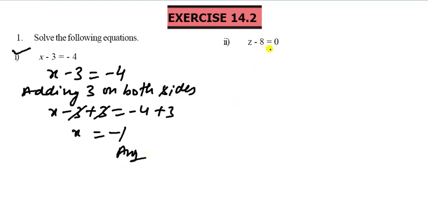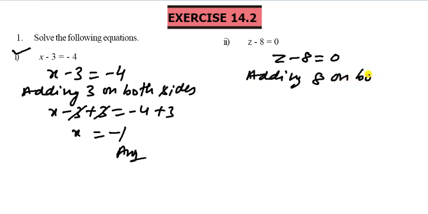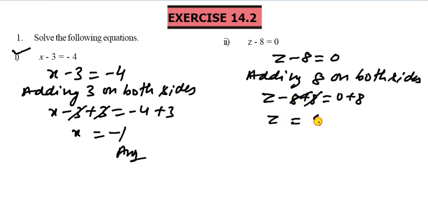Let us see here. It is z minus 8 is equal to 0. Now adding 8 on both sides. So what will happen? z minus 8 plus 8, and here is 0 plus 8. So 8 will be cancelled out. So z will be equal to 8, and that is your answer.